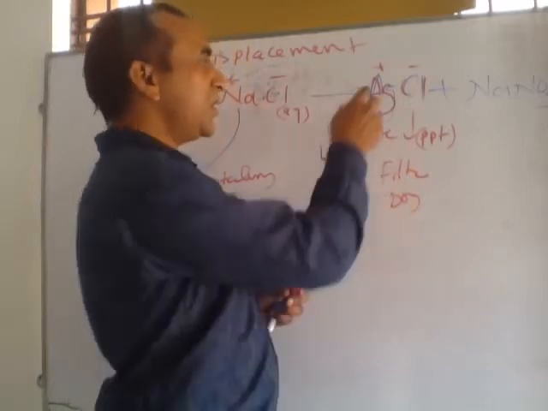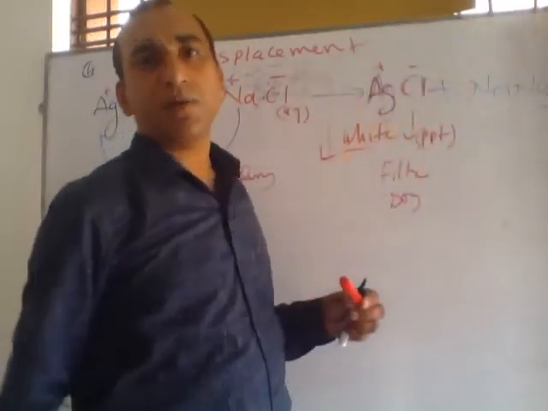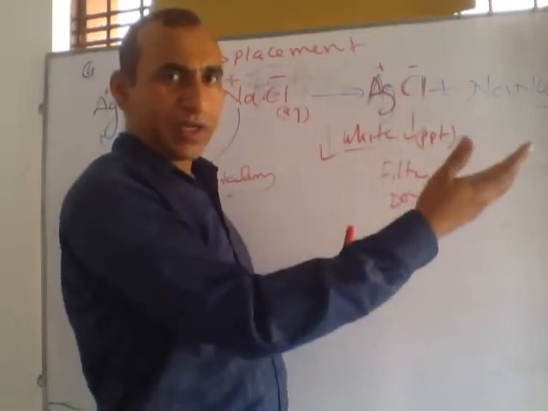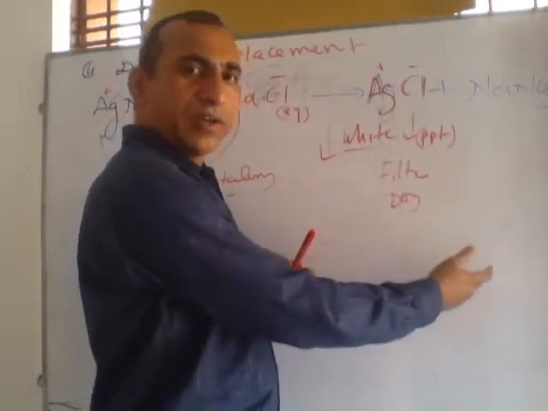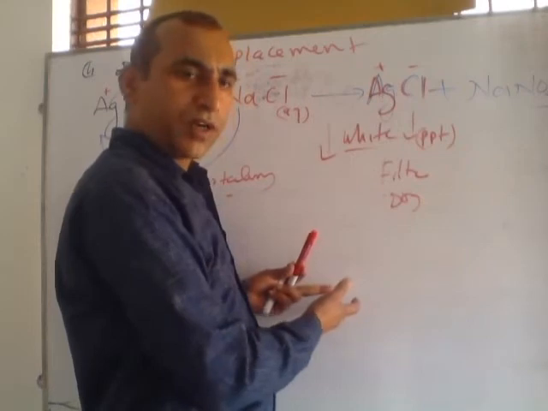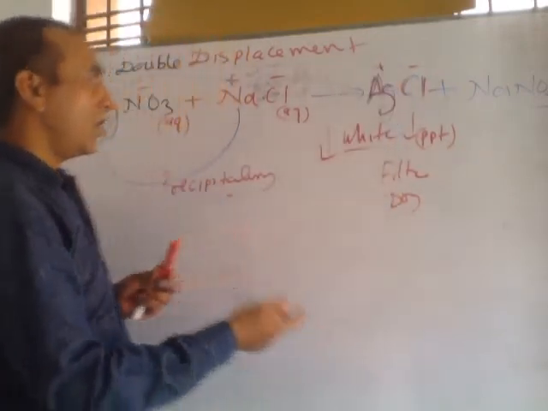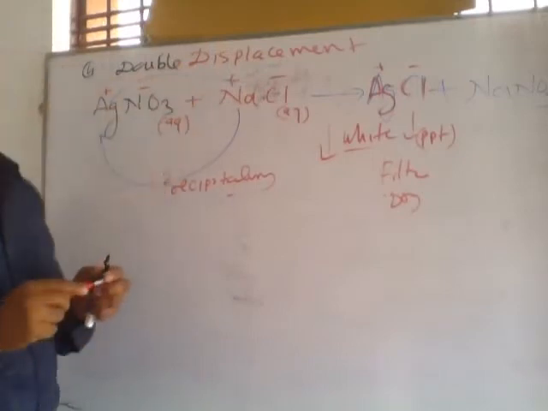And put this AgCl in sunlight. What will happen? Simple. AgCl will decompose in sunlight, will give Ag and Cl. Ag forms grey color. So this is called photodecomposition reaction. But this is called double displacement reaction.